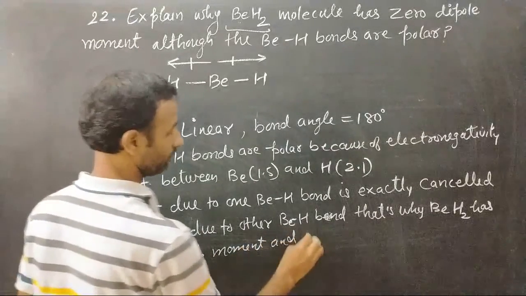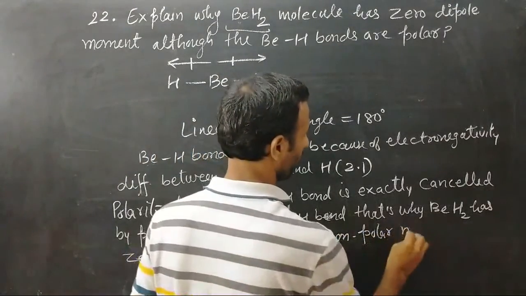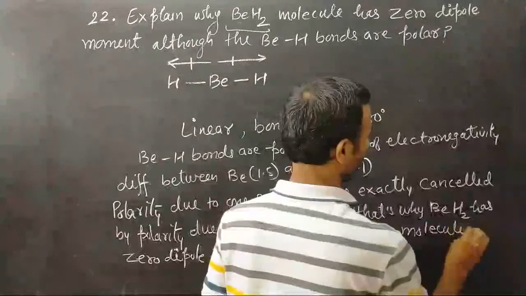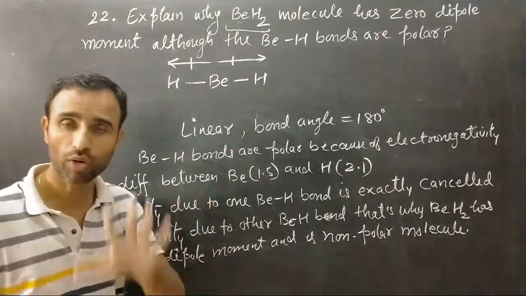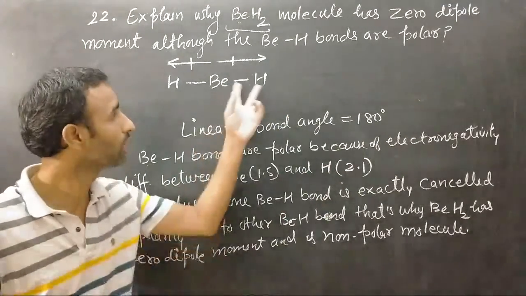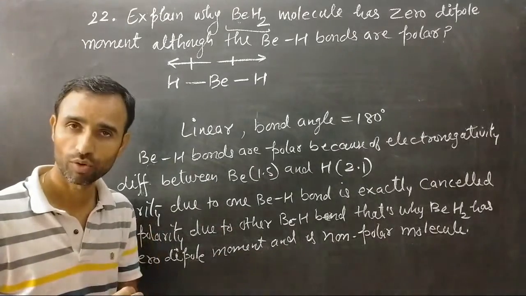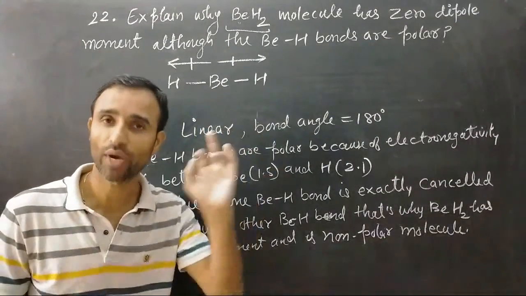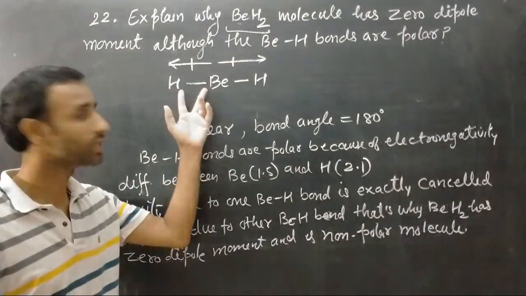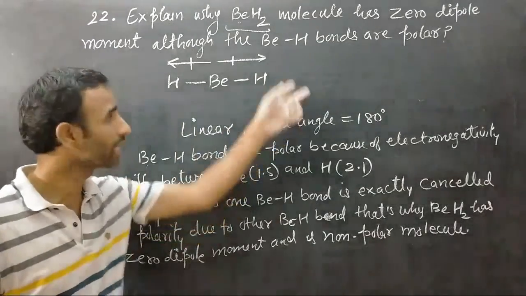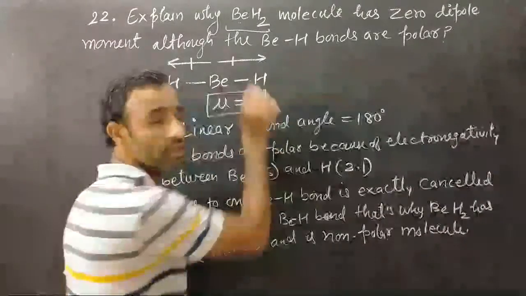and is a non-polar molecule. The molecule has individual polar bonds, but net polarity is zero because dipole moment is a vector quantity and the polarity due to one Be-H is equal and opposite to the other. So net polarity is zero because of their linear arrangement.